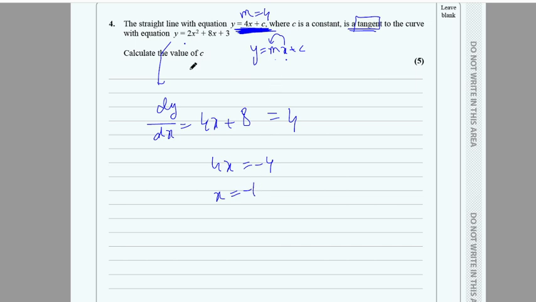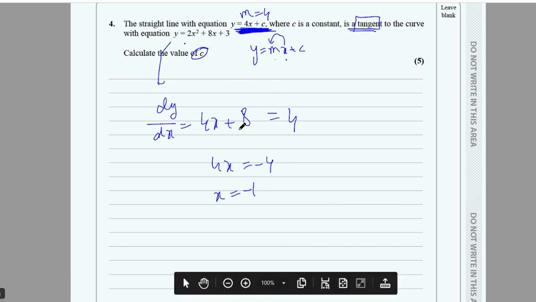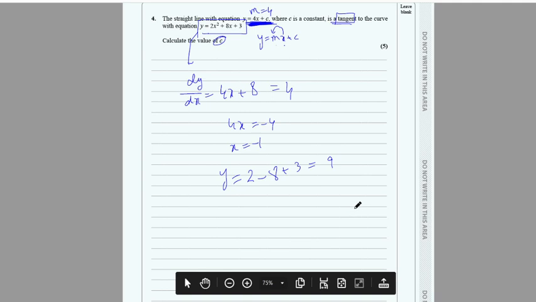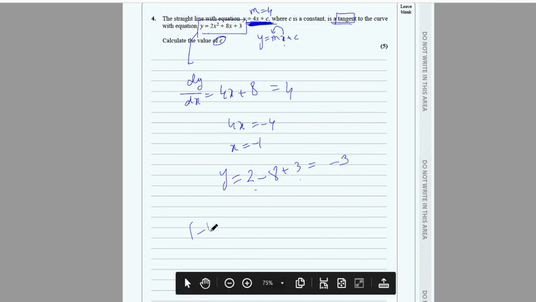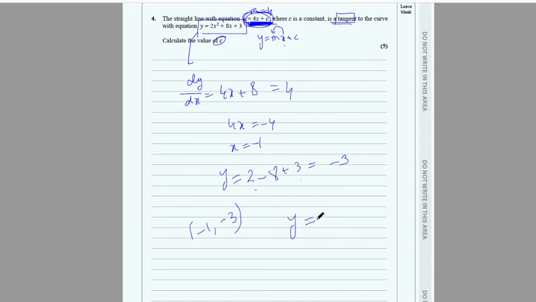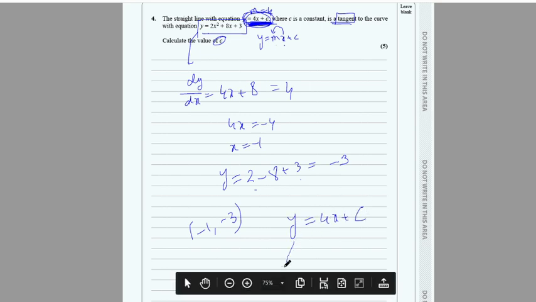So we get the value for x, but basically we need c. So what we can do is substitute x in this one to get the value of y. So 2, 8, 3, so 9, most probably 9, yeah. Sorry, minus 3. So minus 1, minus 3. This is a coordinate, so you just replace this in this line to get the value of c. So you replace y and x to get the value for c.